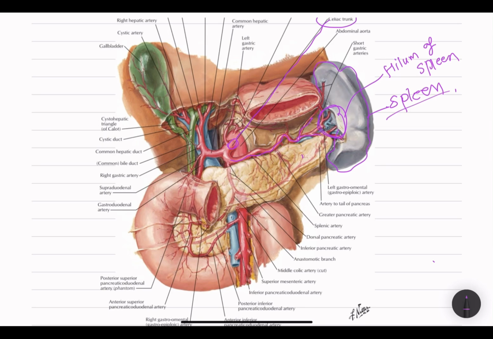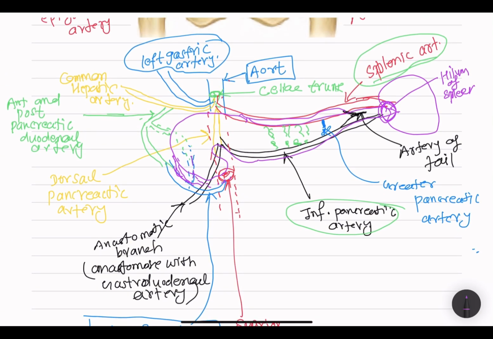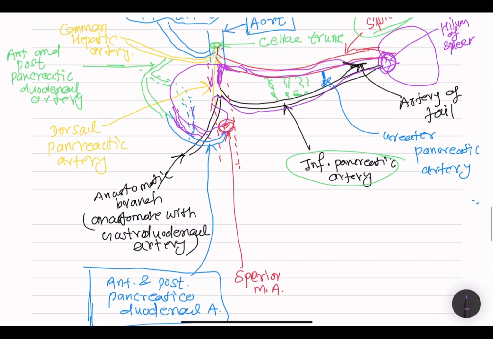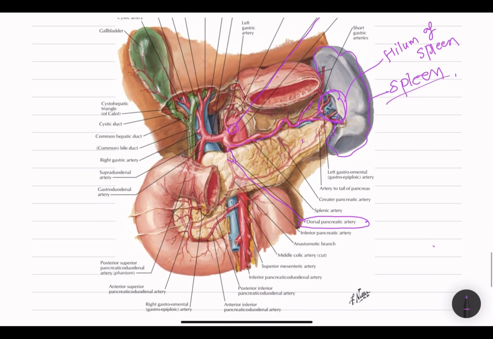And this one, I told you, just below the splenic artery, this artery is coming, the dorsal pancreatic artery, which supplies the dorsal part of the pancreas. Just below the splenic artery, this artery is coming, this is the dorsal artery. That's why I draw the rough diagram, to understand how the blood supply is.